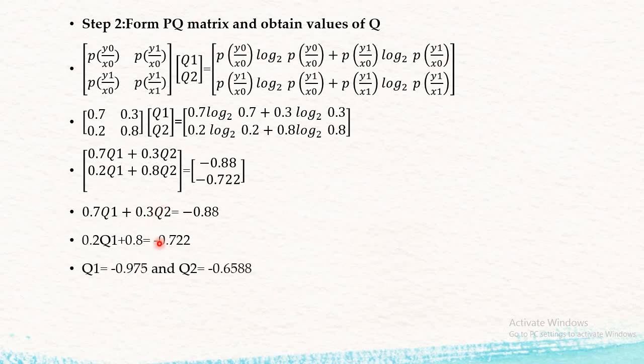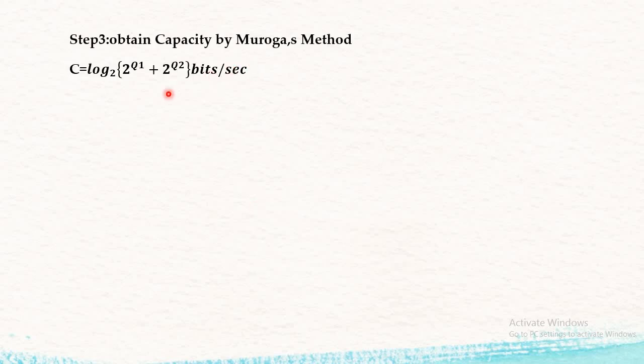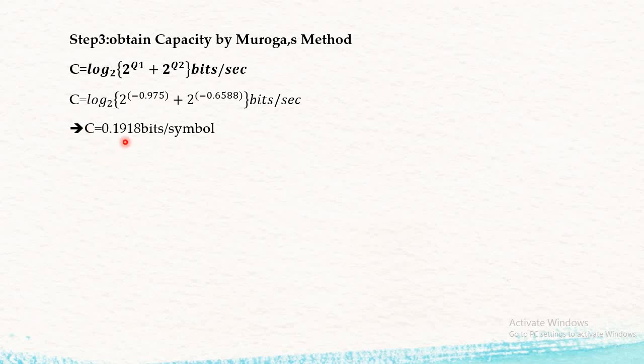Q1 and Q2 come out to be, this is the value of Q1, minus 0.975, and Q2 comes out to be minus 0.588. Finally we have to find the channel capacity. The formula for channel capacity is log to the base 2 of 2 raised to Q1 plus 2 raised to Q2. We put in the values, Q1 is minus 0.975 and Q2 is minus 0.588 bits, and the channel capacity in this case comes out to be 0.918 bits per symbol.